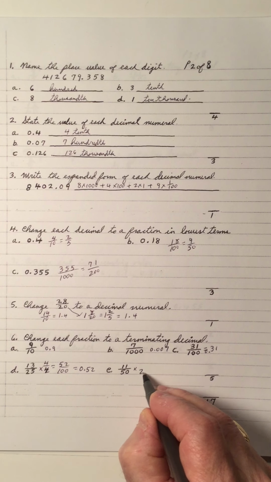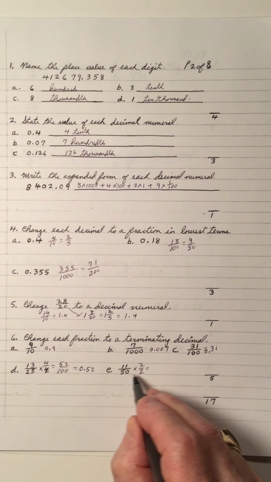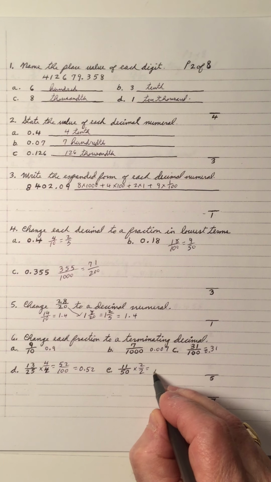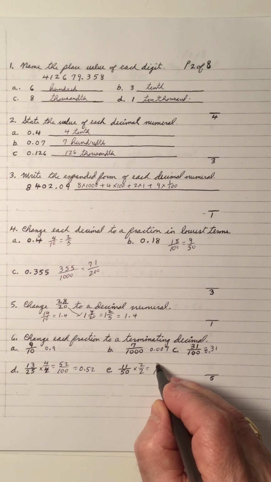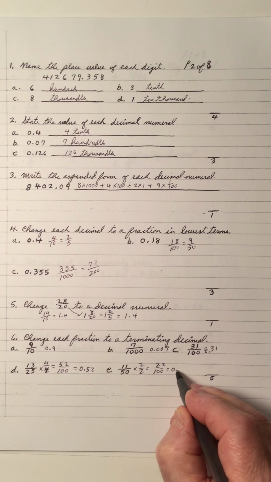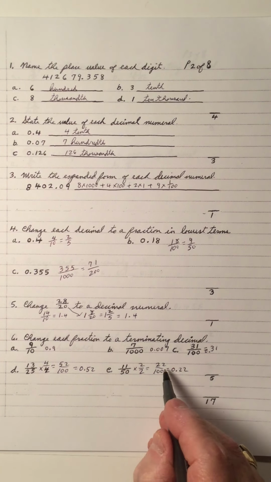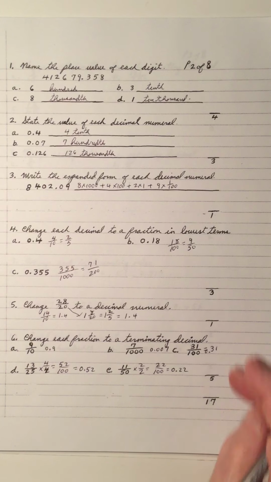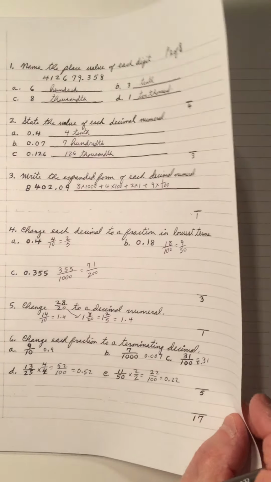And we multiply by 2 over 2. 50 times 2 is 100. 2 times 11 is 22. 22 over 100 is 0.22. The 2 has to go in the hundredths place. So tally your score and mark your number over 17.